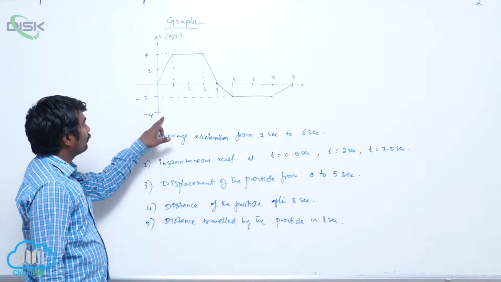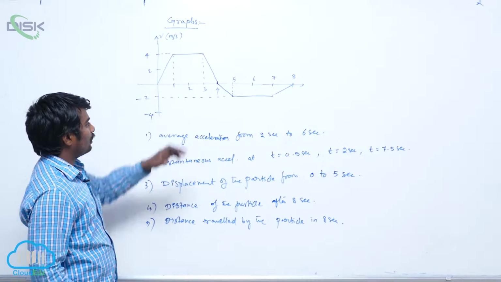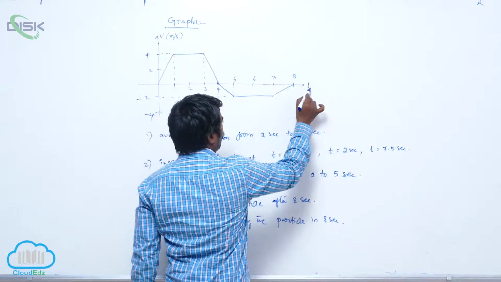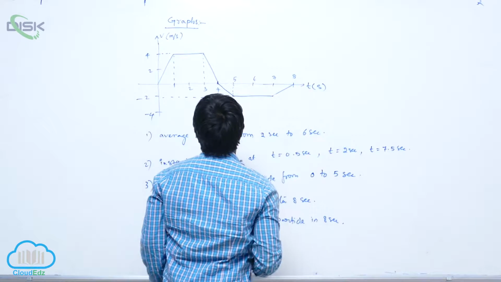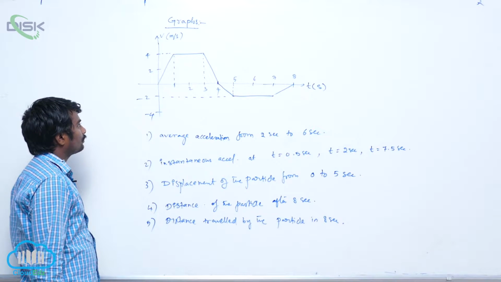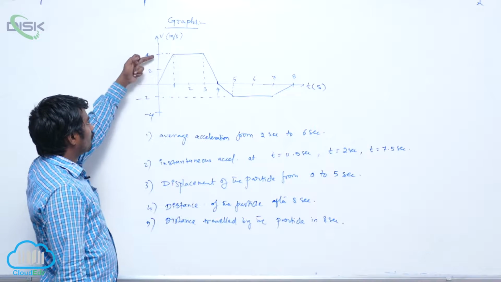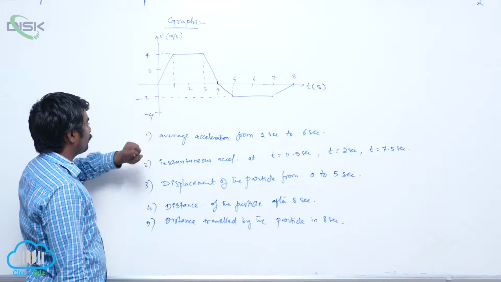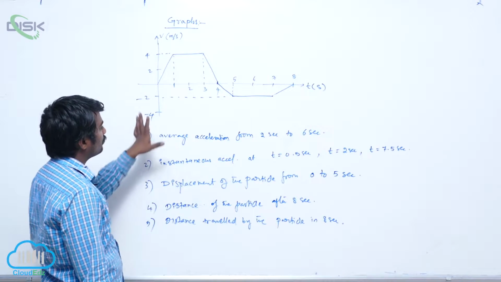He has given a velocity-time graph, time in seconds, velocity in meter per second. Here 2 meter per second, 4 meter per second. This is for minus 2 meter per second, minus 4 meter per second. This is the graph given.